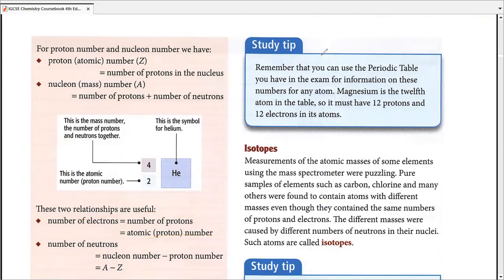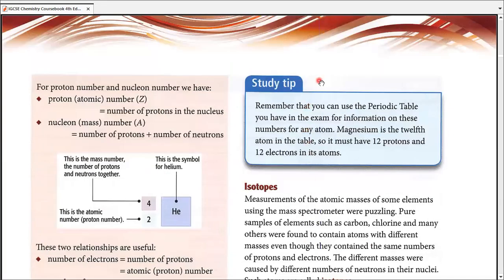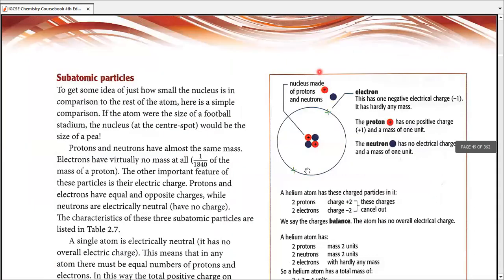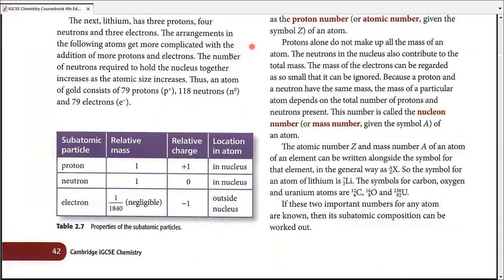So let's practice, shall we? You have a few atoms over here. Let's start with lithium. How many protons are there in an atom of lithium? Li. Protons. 3. Good. Number of electrons. Also 3. And number of neutrons.